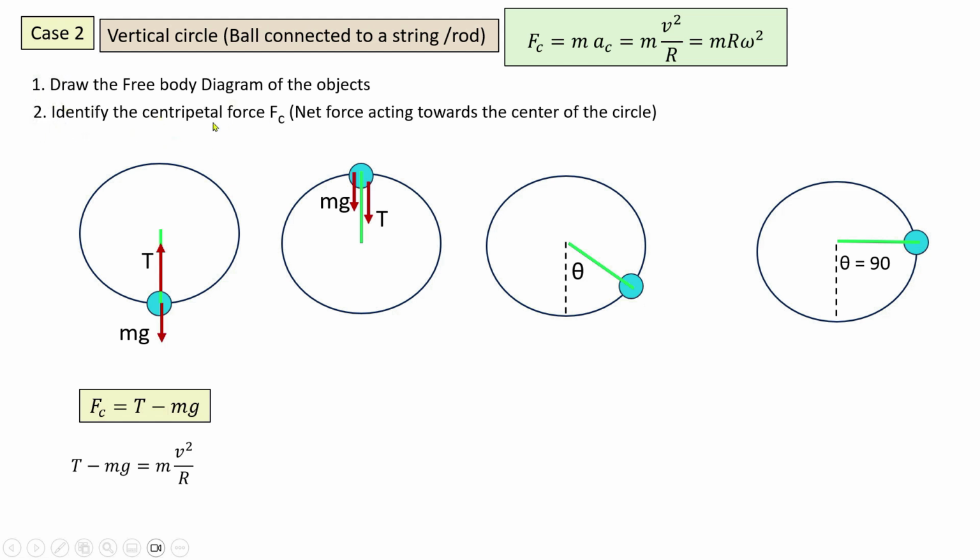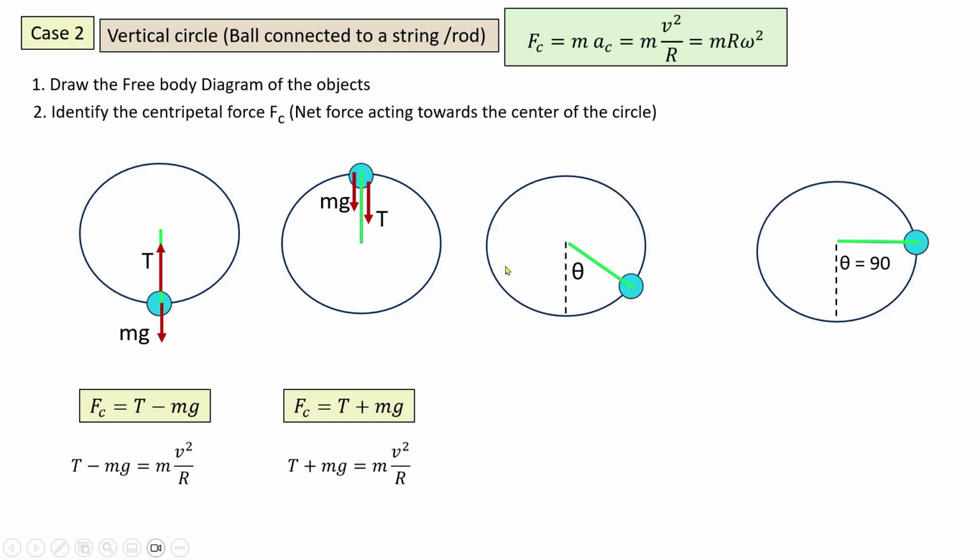Step 2 is to identify the centripetal force. So here mg and T both are acting in the same direction. So the net force will be the addition of these two. We will write the centripetal force in this situation as T plus mg, and then we can write the original formula: T plus mg is mv squared by r.